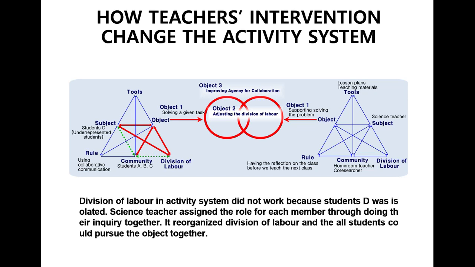This process means that the two activity systems networked and were transformed to solve the contradictions. The students and teacher shared the new object, which is adjusting the division of labor. Through organizing the role of each student and having interactions with each other to solve the group task, students realized they could collaborate and work together. The science teacher continually reminded them of the appearance of collaboration and the emotion they could have when they collaborate. The two activity systems had a potential object, which is improving agency for collaboration.